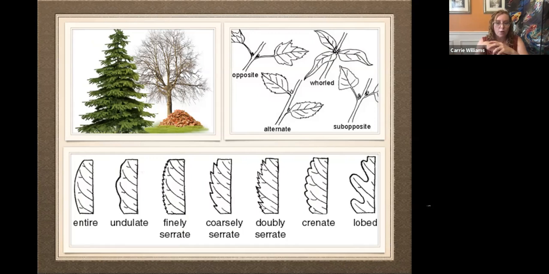Here we talk about the margin of the leaves. Here's some of the words that we use. There's entire, undulate, like undulations, like waves. Elaeagnus does that. Or maybe finely serrated, coarsely serrated. There's doubly serrated. Elms will be doubly serrated, and some hollies. Crenate is like little crenellations, like little scallops. Lobes, so those very large cuts like an oak or a maple.